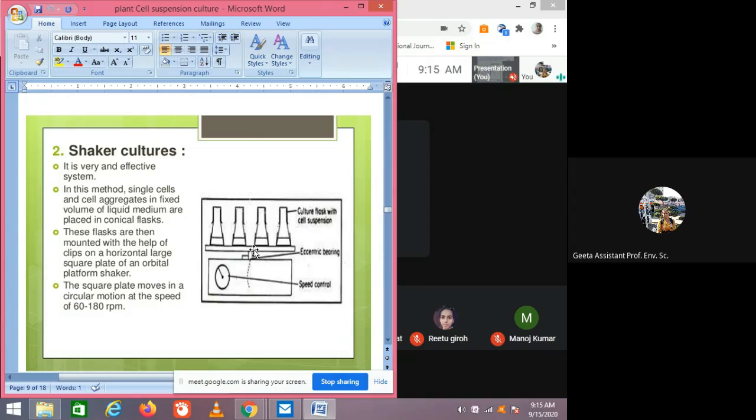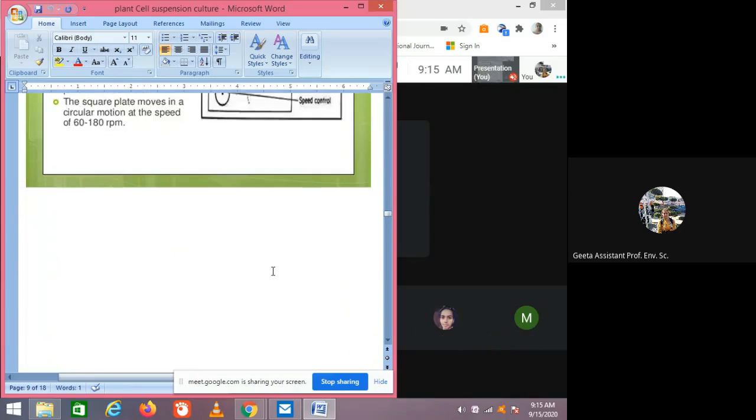It is a very effective and very common method. Single cells and cell aggregates, fixed in a volume of liquid media, are placed in a conical flask. This is in a conical flask. आप इसको क्या रख देते हो, horizontal position में रख देते हो. And the scale ये इस तरह से क्या करती है, इसके जो है शेकर में कैसे शेक करता है, आप लोगों ने देख ही रखा है शेकर को.